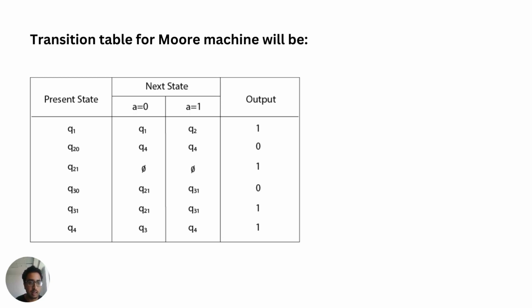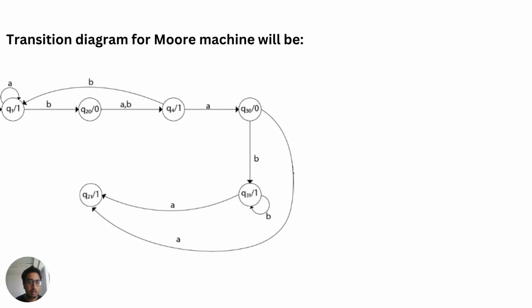Similarly, for Q30, if we take A equal to 0 input, it will go to Q21. And if A equal to 1, we take input in Q30, it will go to Q31 and its output will be 0. In Q31, if we take A equal to 0 input, it will go to Q21 state and its output is 1. And if we take Q31 with A equal to 1 input, it will go to Q31 and its output will be 1. Similarly, you can check for Q4. So let's move on to the next part.